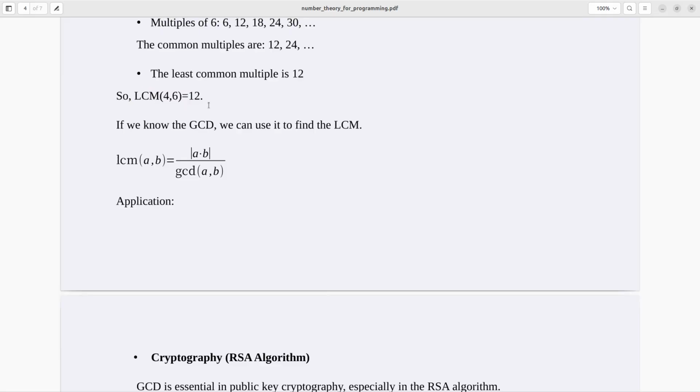Okay, and actually, if we know the GCD, we can use it to find out the LCM. The LCM is just equal to the product of A and B, which is turned positive by using the absolute value sign, and then I divide that number by the GCD of A and B. So we can use this formula to find out the LCM if we already know the GCD.